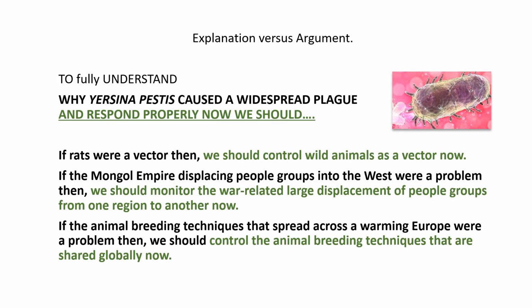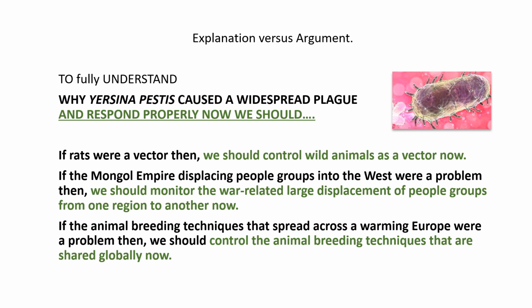Now what should we do because of that? The plague is long gone, and it's no longer, well, it is with us, but not in any significant way. So what should we do because of that? Well, we can say, if rats were a vector then we should control wild animals as a vector now, and we found that out with COVID-19 that was an issue.